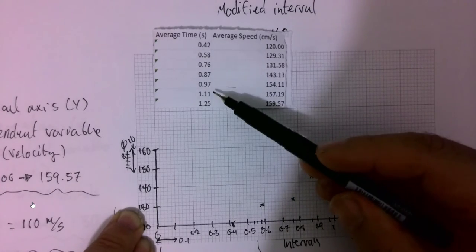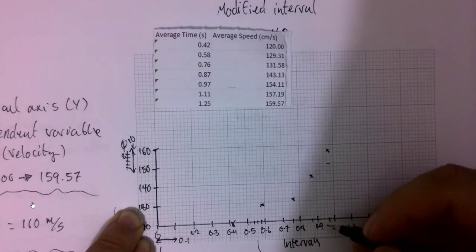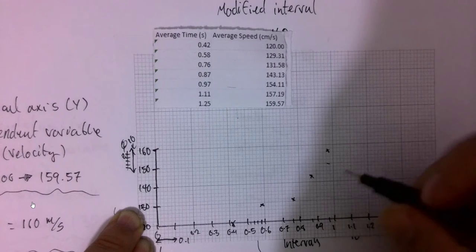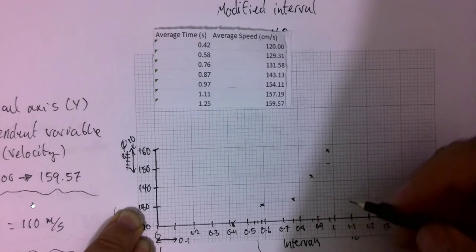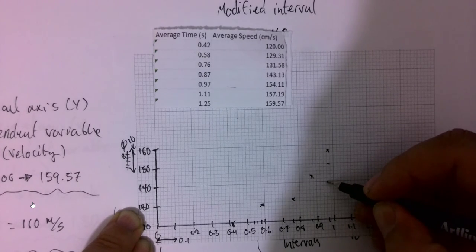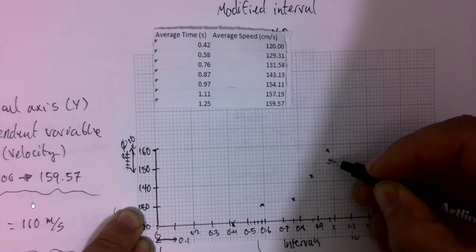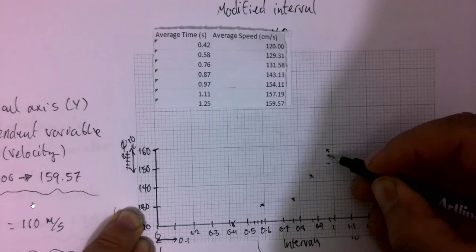Okay, so here we have 0.97, so 0.92, 0.94, 0.96, 0.98, 0.97 is in between, and we've got to go to 154.11, so we know that's 140, that's 150, 152, 154, that's probably the closest number that we're going to get.